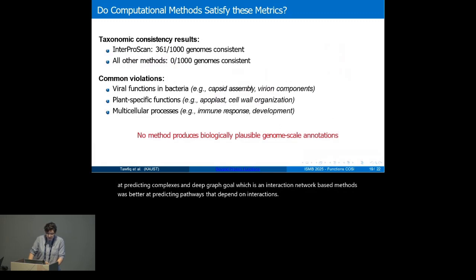For taxonomic consistency, in terms of these methods, InterProScan was the only method that found any consistent genomes, and these were 361 out of 1,000. All the other methods never predicted any taxonomically consistent genomes. And there were a few common violations we noticed, such as viral terms in a bacterial genome, plant-specific terms, and processes that are restricted to multicellular organisms. And so we find overall, when comparing these computational methods, that none of them produce biologically plausible genome scale annotations.